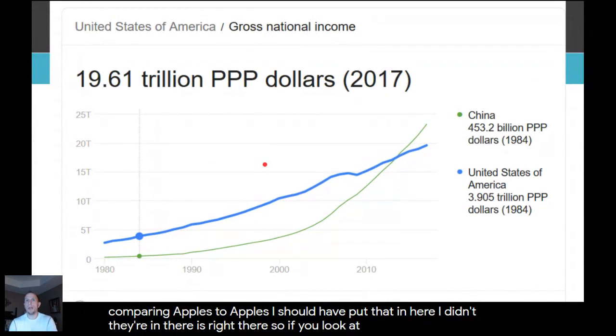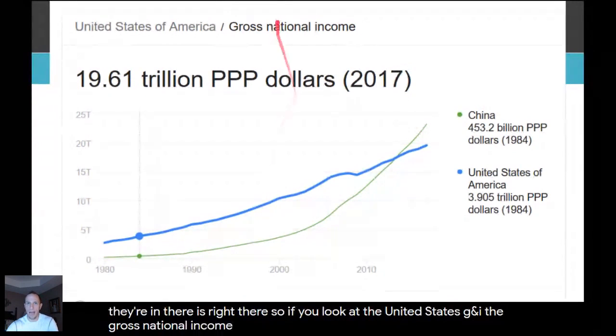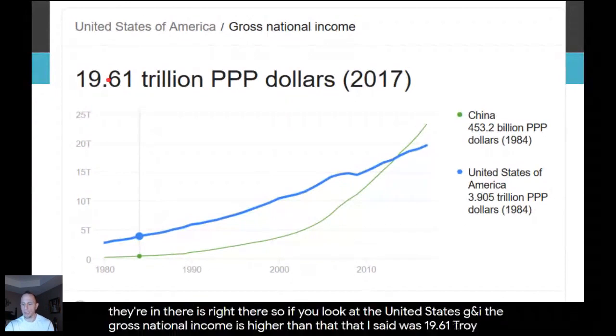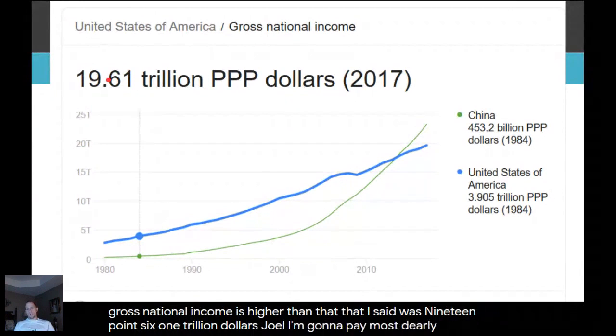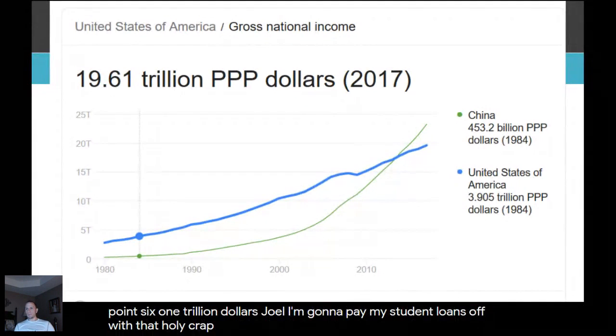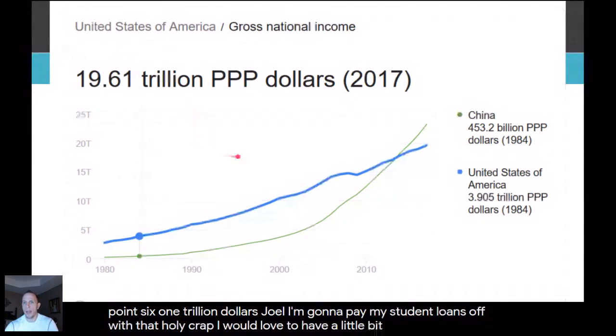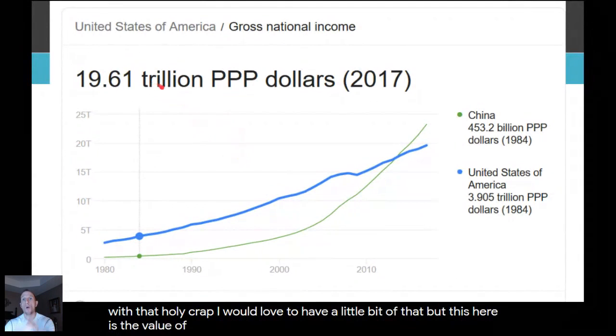So if you look at the United States GNI, the gross national income, it's higher than I said it was. $19.61 trillion. Y'all, I could pay my student loans off with that. Holy crap. I would love to have a little bit of that. But here's the value of our overall economy.